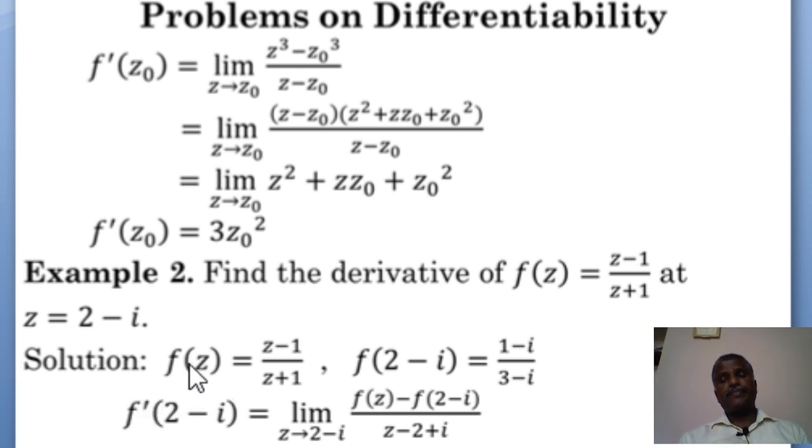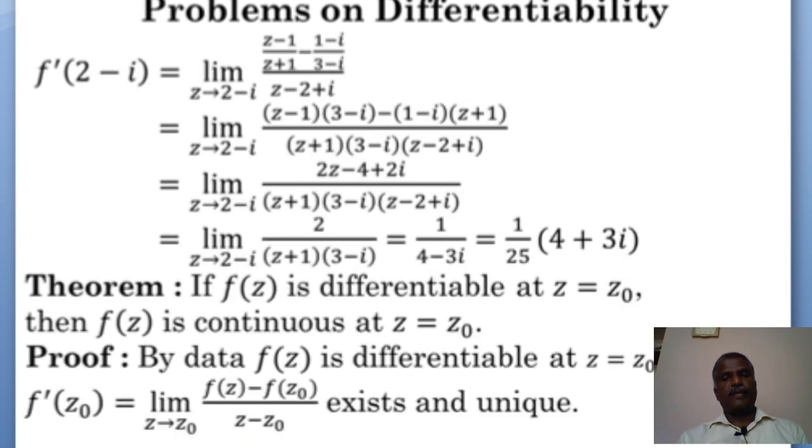So you have to find f of 2 minus i. f of 2 minus i is (1 minus i) by (3 minus i). So f dash of 2 minus i is equal to, by definition, the limit of (f of z minus f of 2 minus i) divided by (z minus 2 plus i), as z tends to 2 minus i. We get this after substituting f of z and f of 2 minus i.